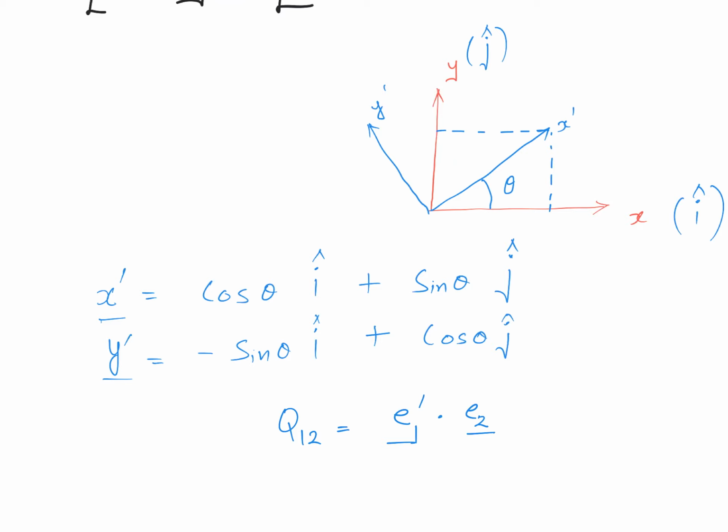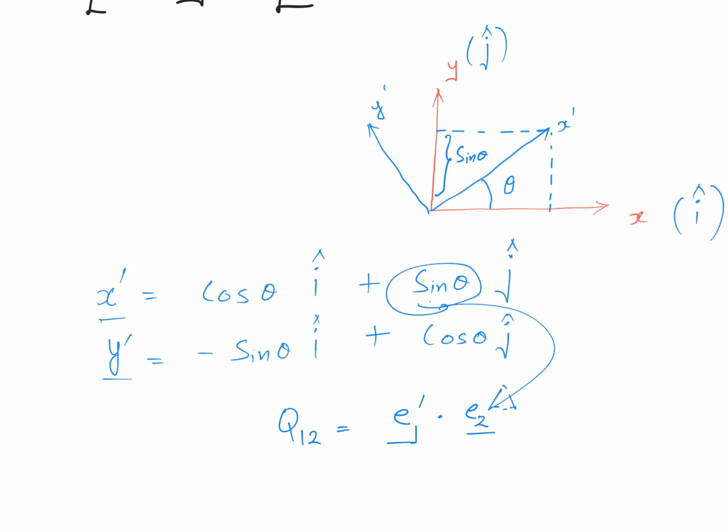So let's see here. What is your e1 prime? This is my e1 prime. And what is my e2? e2 is this. So my q12 is the dot product of e1 prime, this is my e1 prime, to the e2 direction. What is that? It is nothing but this distance, isn't it? When you take the dot product, it is this distance. It's the projection. So this is nothing but sine theta. See, you are getting sine theta here.